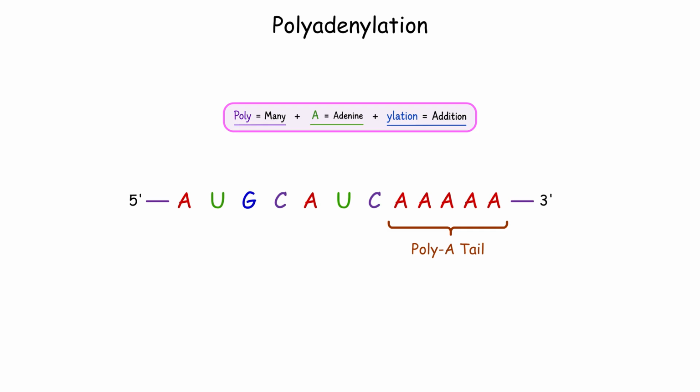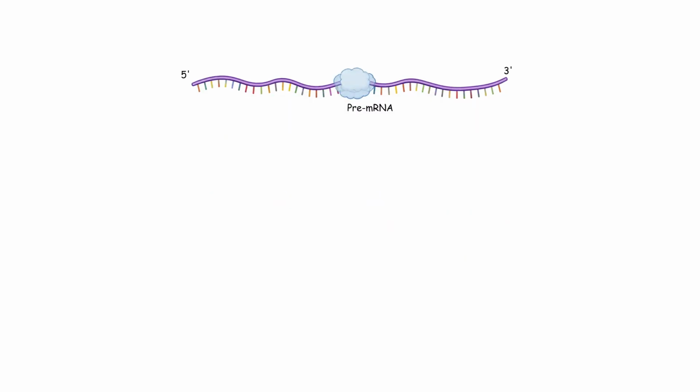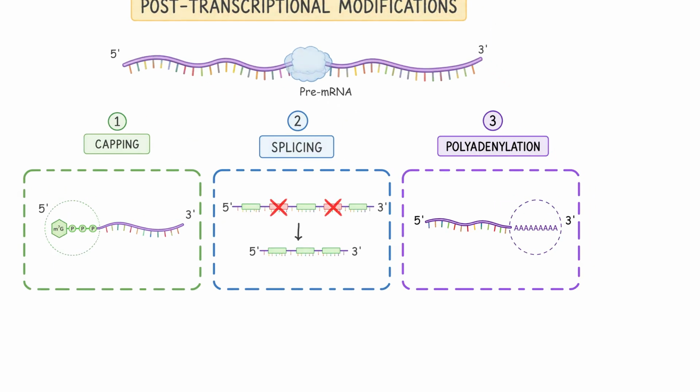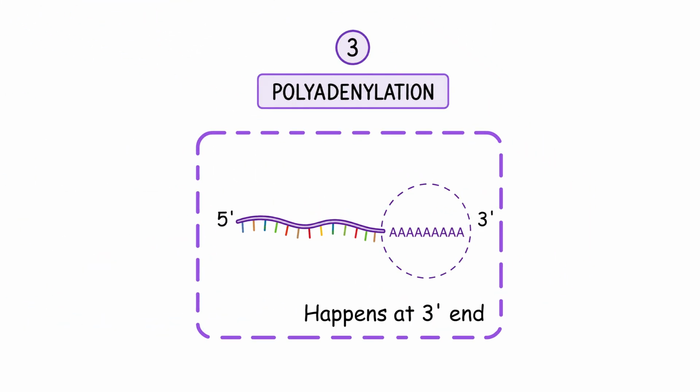In eukaryotic cells, the RNA formed directly from transcription is called pre-mRNA. But this pre-mRNA is not ready yet to make proteins. It first goes through processing steps like 5' capping, splicing, and polyadenylation, which happens at the 3' end of the pre-mRNA. First, RNA polymerase transcribes DNA and produces pre-mRNA.